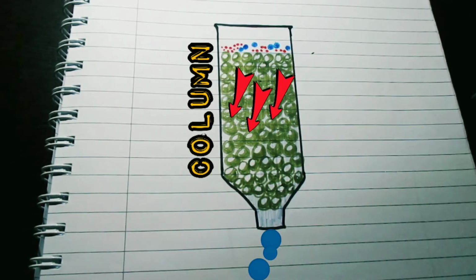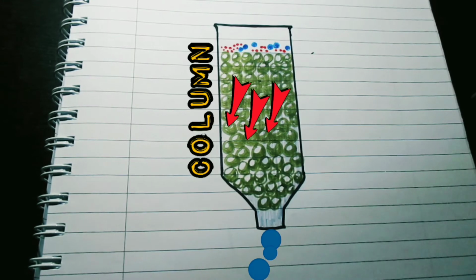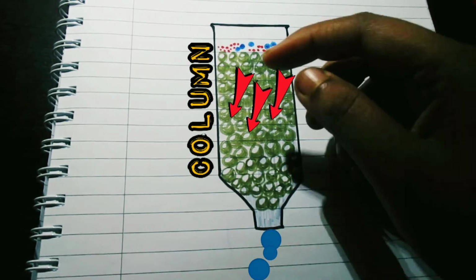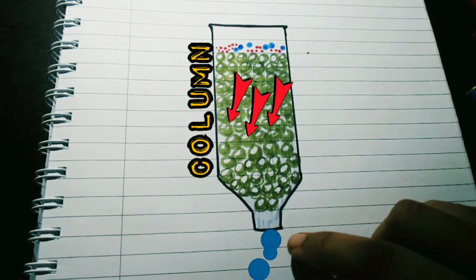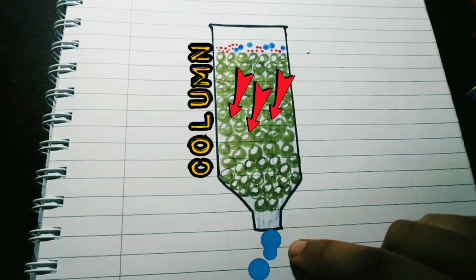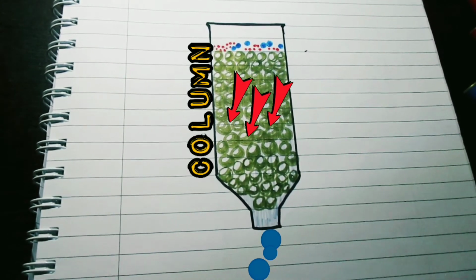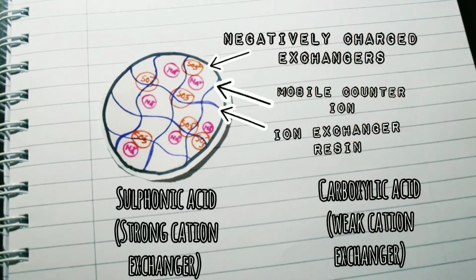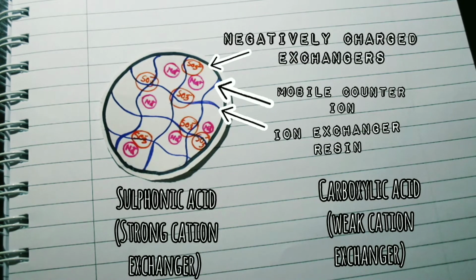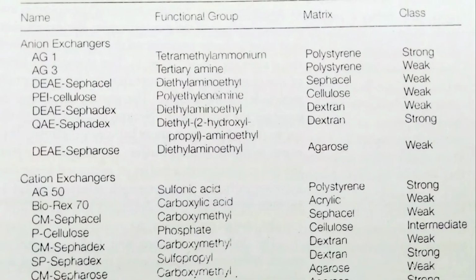Each type of exchanger is also classified as strong or weak according to the ionizing strength of the functional group. An exchanger with a quaternary amino group is therefore a strongly basic anion exchanger, whereas primary or secondary aromatic or aliphatic amino groups would lead to a weakly basic anion exchanger. A strongly acidic cation exchanger contains the sulfonic acid group. This table shows ion exchangers according to each of these classifications. These are anion and cation exchangers with functional groups, the matrix used and the class each belongs to.